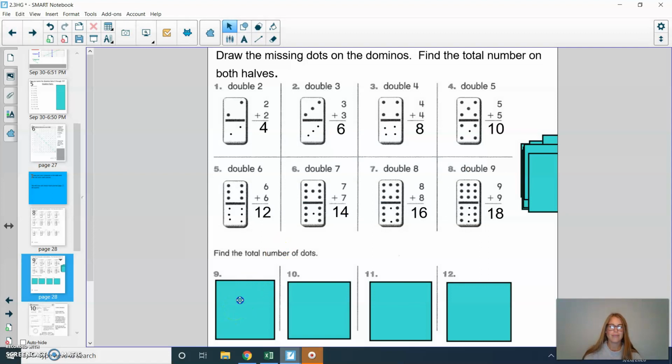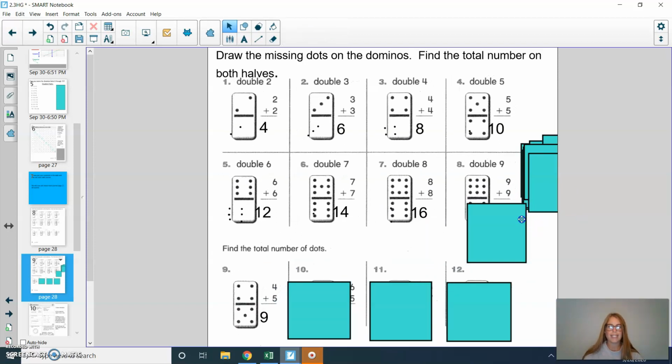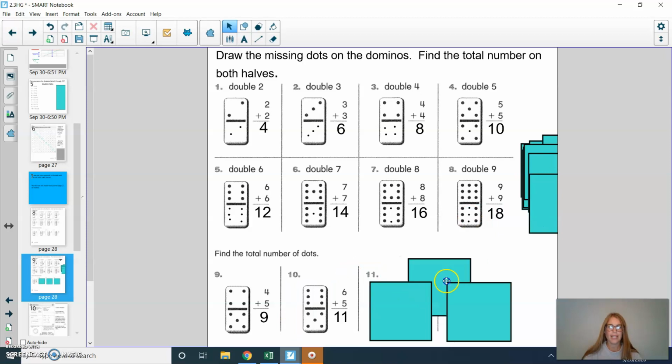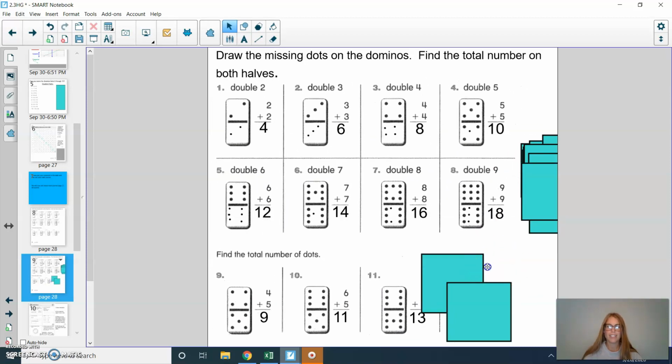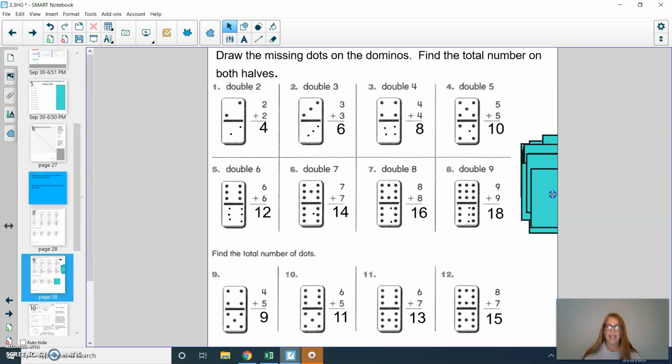So for question 9, we had 4 plus 5, which equals 9. And notice how they have the dominoes for me. So I did not need to add any dots for that one. Then I had 6 plus 5, which equals 11. And, oops, my computer's being a little goofy today. Thank you for your patience. 6 plus 7, which equals 13. And 8 plus 7, which equals 15. If you notice that you had any mistakes on these, please fix yours with your pencil and eraser.